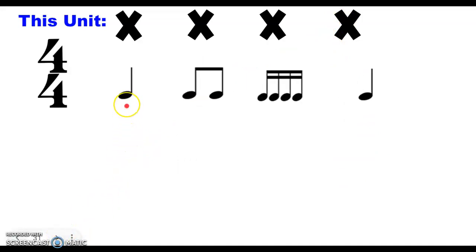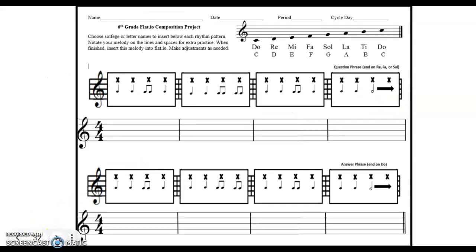Say this rhythm pattern. I'll say it first, you say it back. Do, do-day, do-ta-data, do. Your turn. This is the 6th grade flat.io composition project paper, which you will get from the substitute teacher. Please listen to these directions before you start working on this paper.